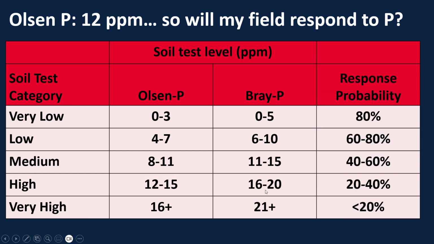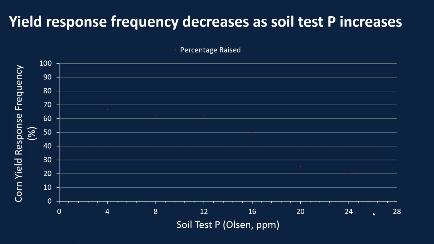And here, the important thing is these are really based on the very low or very high is based on our likelihood to respond. So very low, 0 to 3, 0 to 5 is 80% likely to respond. Very high is less than 20% likely to respond. And if it does respond, it's likely to be a pretty low increase in yield. So yield response frequency, if we look at data in South Dakota, it decreases as soil test P increases.